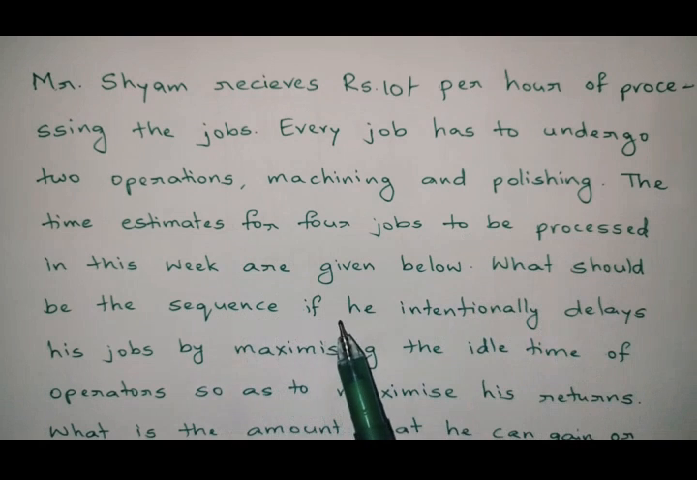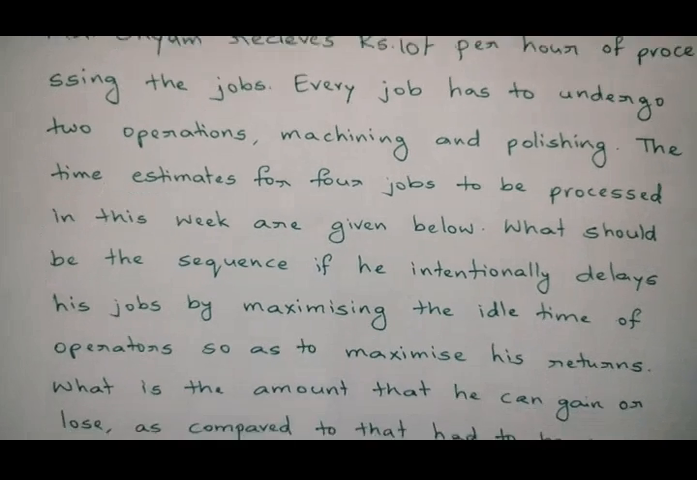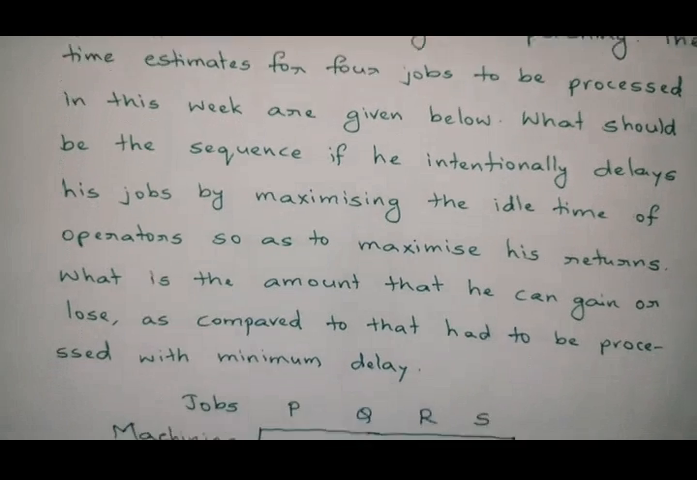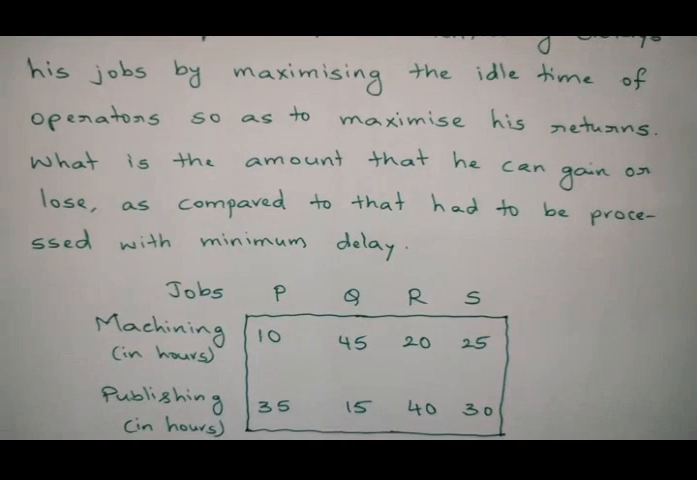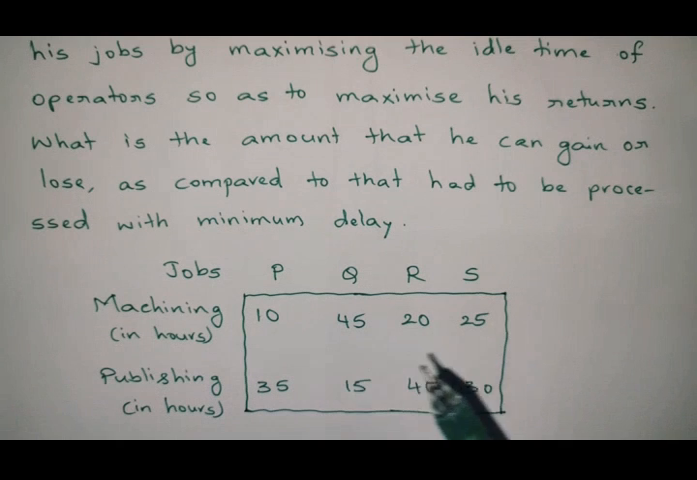What should be the sequence if he intentionally delays his jobs by maximizing the idle time of operators so as to maximize his returns? And what is the amount that he can gain or lose as compared to that had it been processed with minimum delay? These are the 4 jobs we need to process: P, Q, R and S.